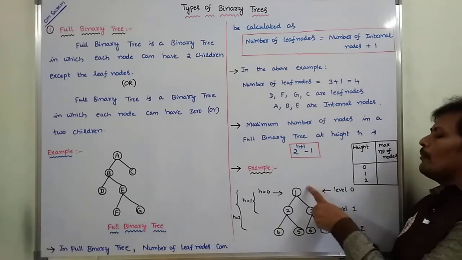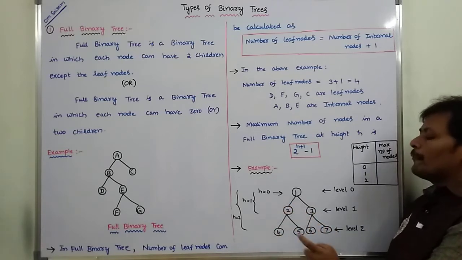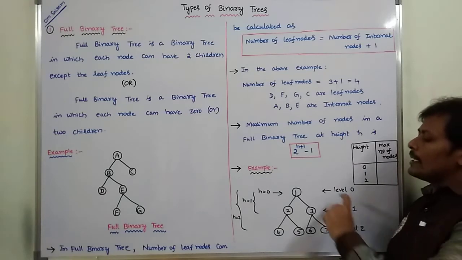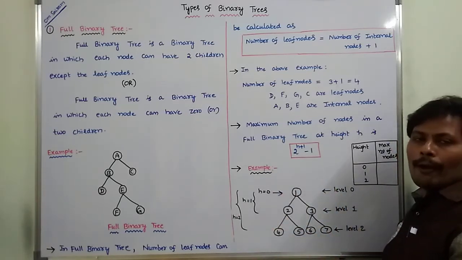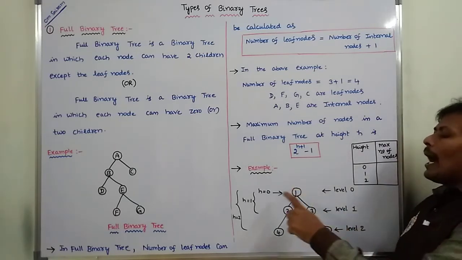Node 1 has 2 children, 2 and 3. Node 2 has 2 children, 4 and 5. Node 3 has 2 children, 6 and 7. So this is a full binary tree. But leaf nodes do not have any children. So in that one, here 0.